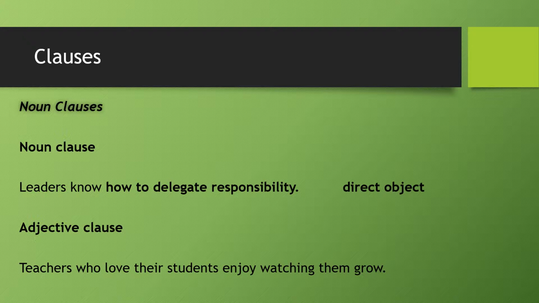Now in the second sentence, we have an adjective clause. Teachers who love their students enjoy watching them grow. In this sentence, the adjective clause begins with the relative pronoun who. Teachers who love their students enjoy watching them grow. So we have an adjective clause modifying the subject of the sentence, teachers.